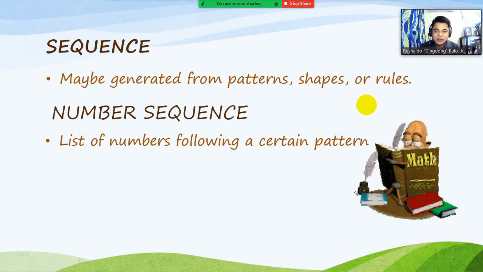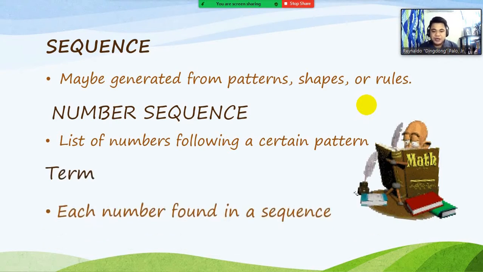Okay, so without that pattern, we cannot say that that's an example of sequence. You have to take note that without a rule or without a pattern, you cannot actually say that a specific sequence is really a sequence. How about term? Each number found in a sequence, let's say we have the sequence 2, 4, 6, 8, 10. 2, 4, 6, 8, 10 are the terms or elements of the sequence. As simple as that.